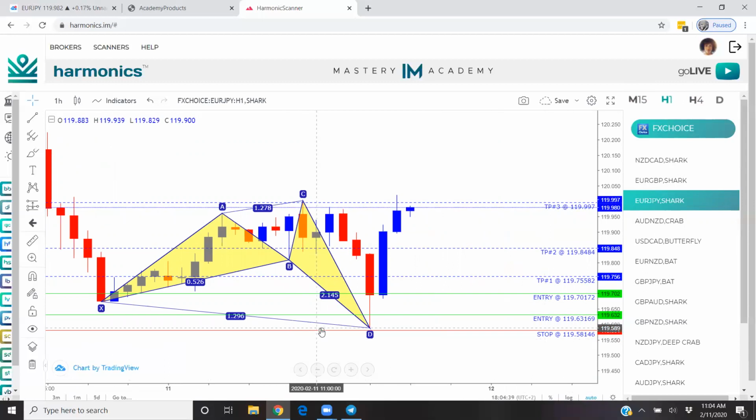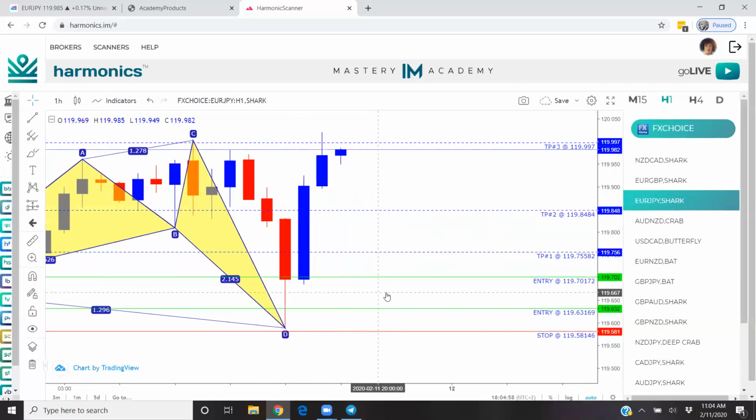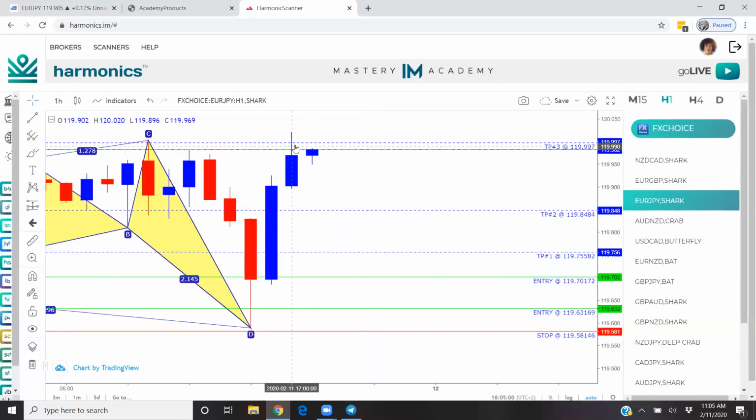So as you can see, this trade was called earlier this morning, and they were predicting that when price came into this zone, that it was going to buy up to one of these 3 areas. Now, as you can see, this one actually played out completely. It came all the way up to the take profit 3.